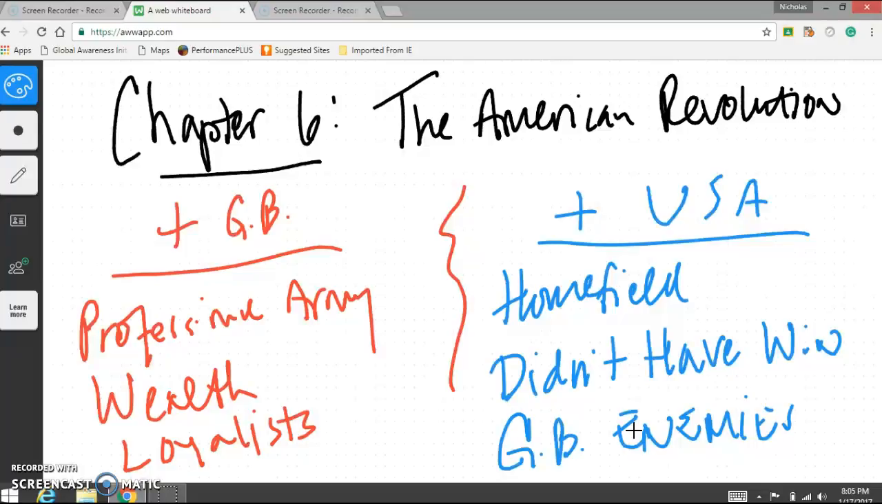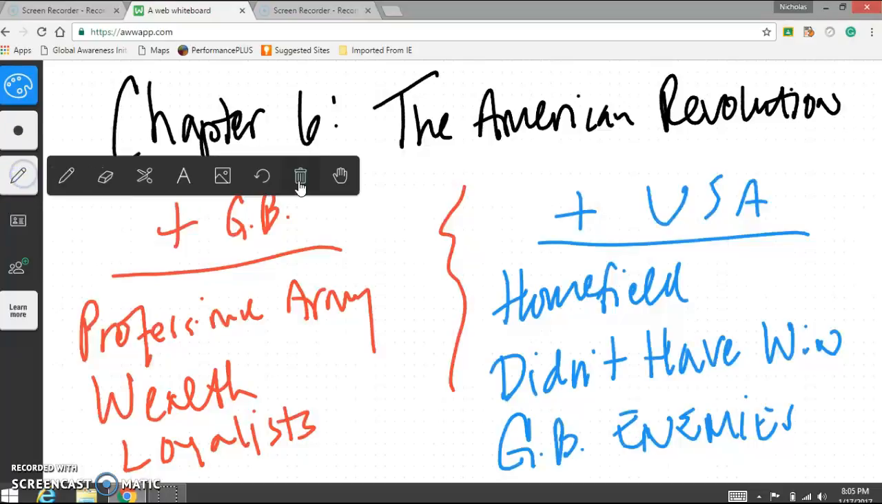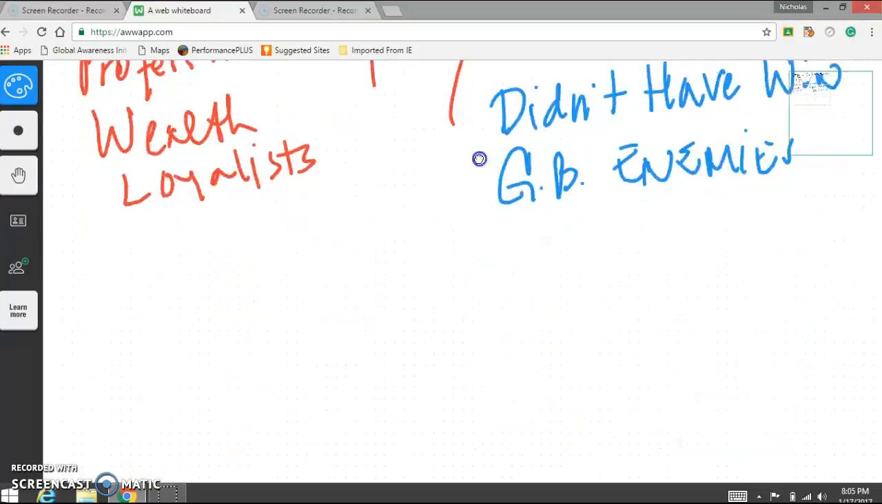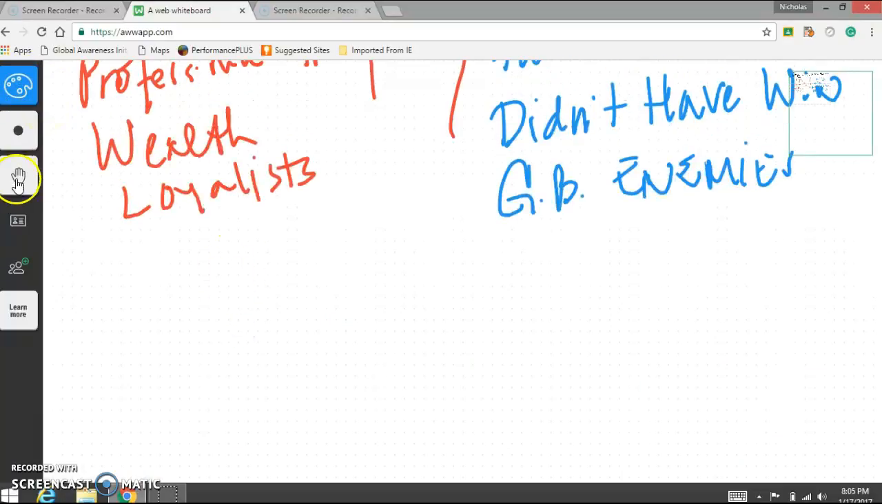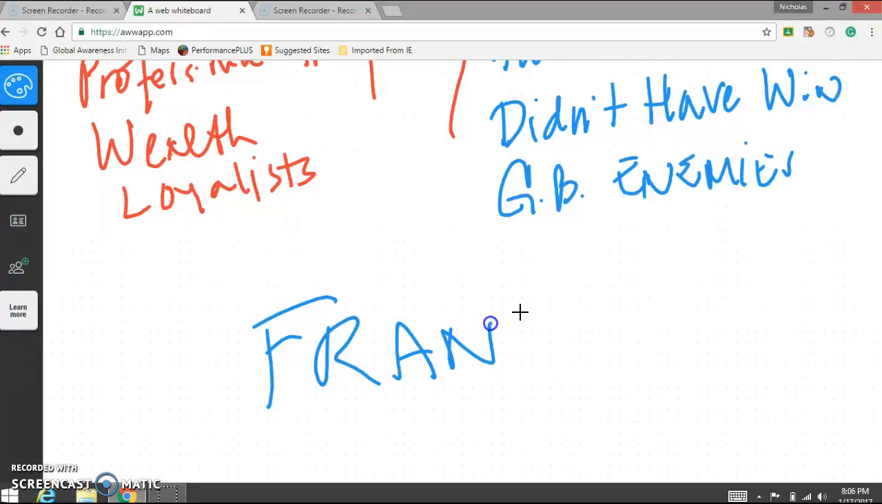Okay, so, but when we look at this on paper, there really was no reason that the United States should have won the American Revolution. And when we boil it down to why the Americans ended up winning, it really has to do with one word, and that one word is France.